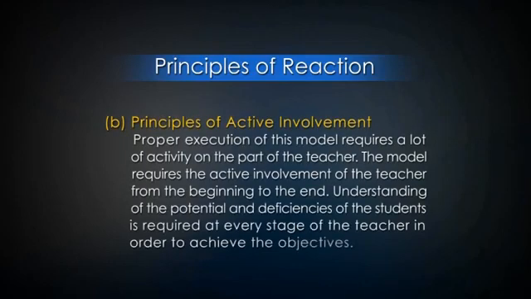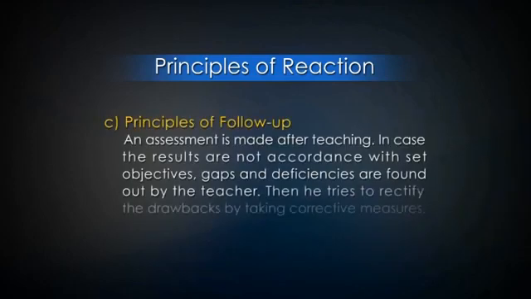B. Principles of active involvement. Proper execution of this model requires a lot of activity on the part of the teacher. The model requires the active involvement of the teacher from the beginning to the end. Understanding of the potential and deficiencies of the students is required at every stage by the teacher in order to achieve the objective.